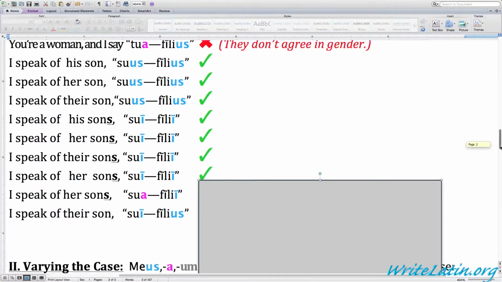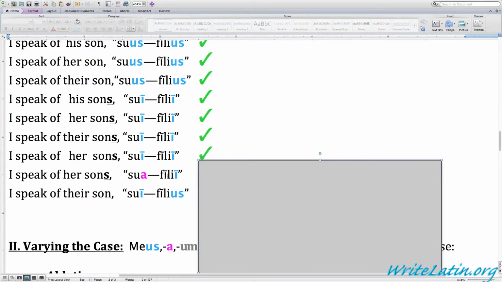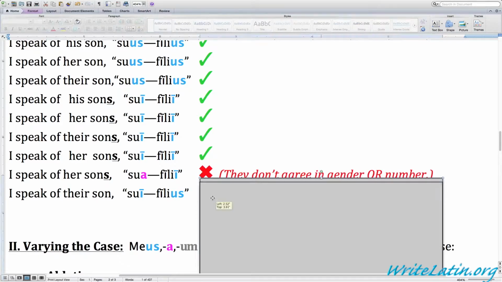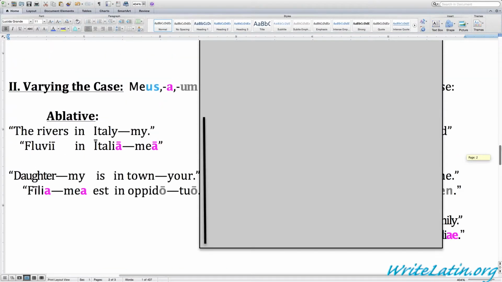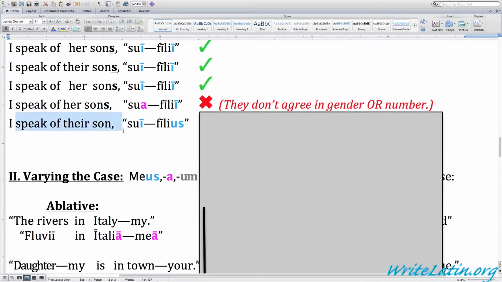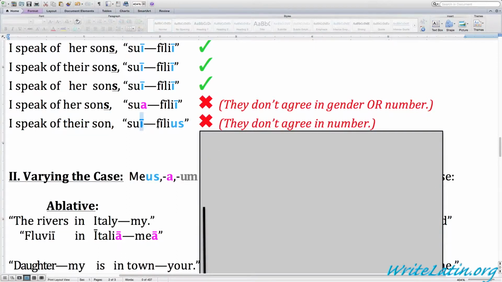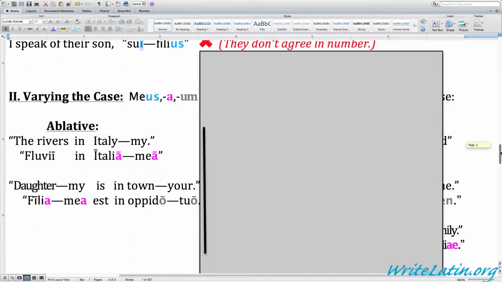Yep, that's correct. If I speak of her sons, well, hopefully by now you can just look at these and see they're not the same gender. So no. And here, they don't even agree in number. So that was singular and that one was plural. So there are two reasons that one is incorrect. And then if I speak of their son, sui filius, no, that is incorrect because this one was plural and that one was singular. And a noun and its adjective better agree in number, case, and gender.